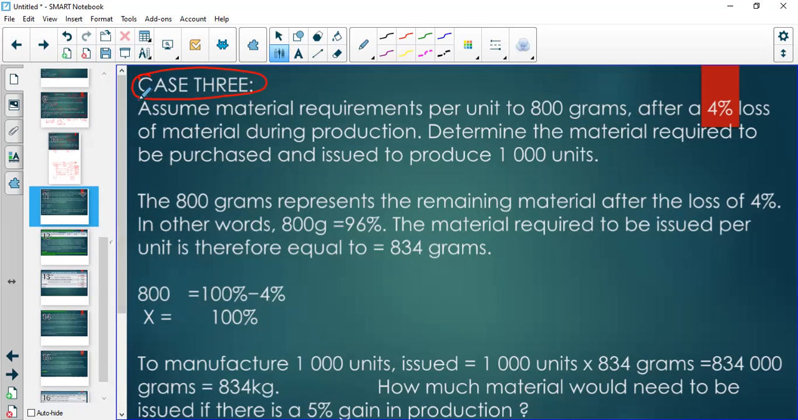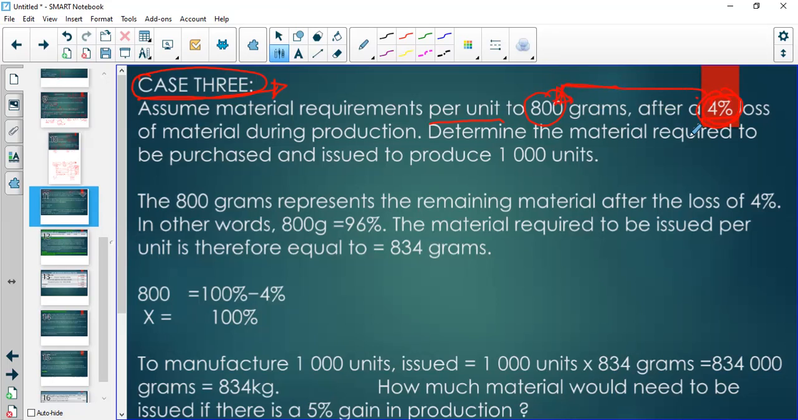So we have case number 3, where sometimes there's a loss or gain in production. Say we need 800 grams to produce a unit, but this 800 grams is after a 4% loss. So which means that when you put in your production units, you have to cater for this 4% loss as well, so that eventually after this 4% loss, you are left with 800 grams, the standard quantity required.